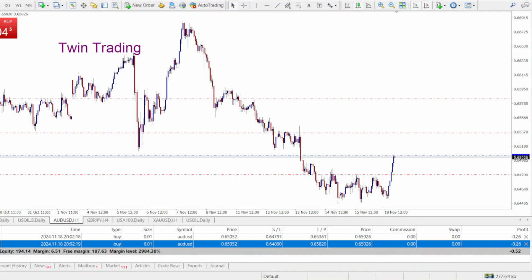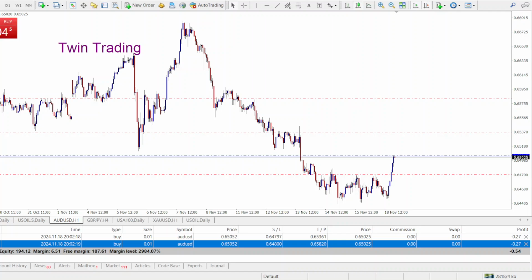Now, before you start using twin trading, here are a few quick tips to ensure success. The first is to stick to your plan. Predefine your entry, exit, and stop loss levels. Don't make impulsive changes mid-trade. Do not suddenly exit your trade halfway when you have already set your levels. Allow the trade to run.